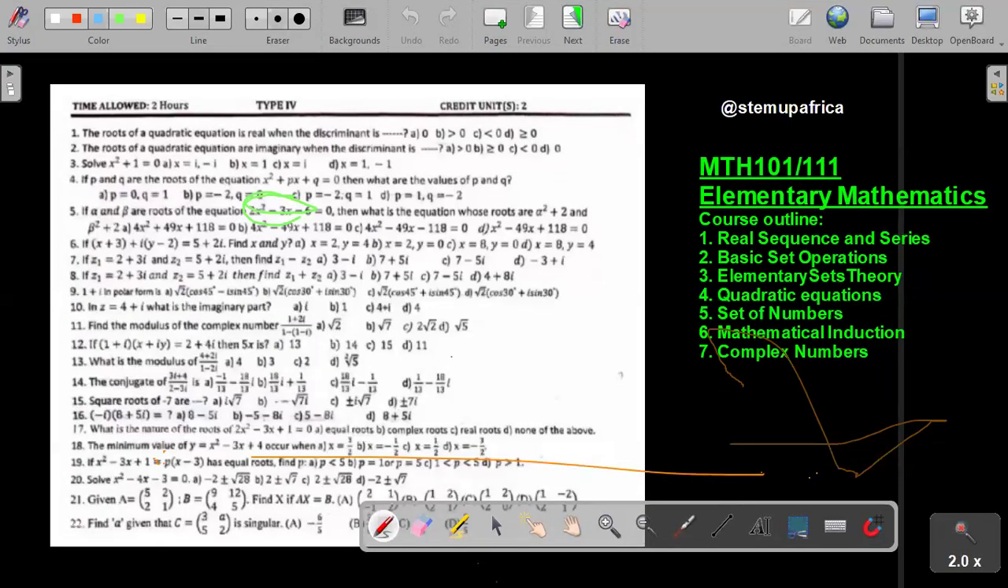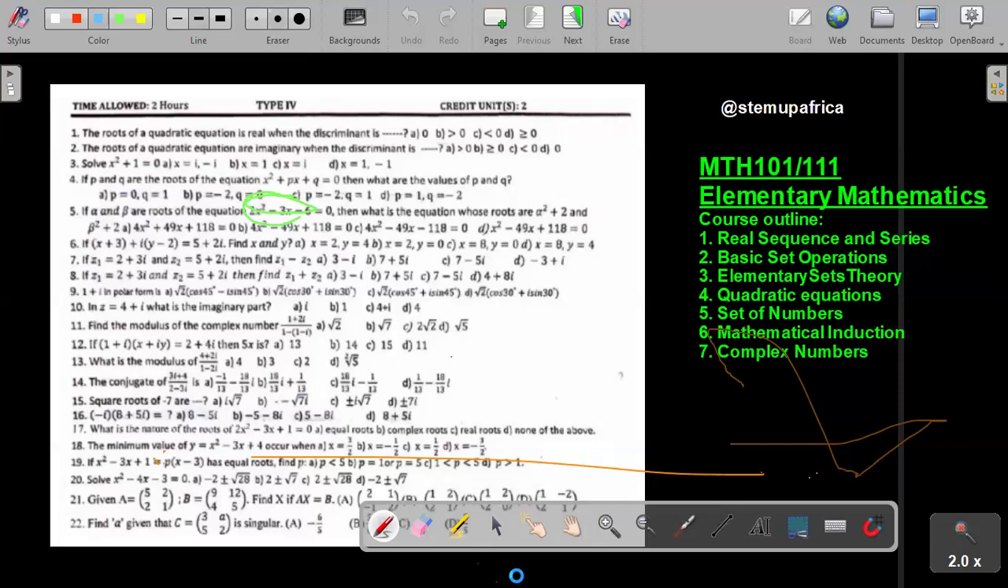This question 6 is a complex number. Say if x plus 3 plus a complex expression, that is i, into y minus 2 equals 5 plus 2i, we are asked to find x and y. So this question is very simple. All you need to do is to arrange the left-hand side to look like the right-hand side. That's all it takes. We have real numbers and we have imaginary numbers.